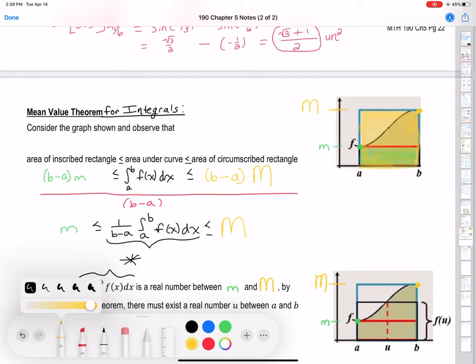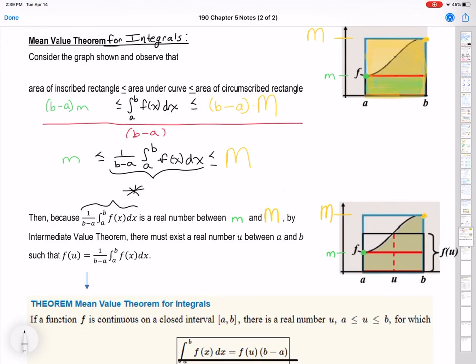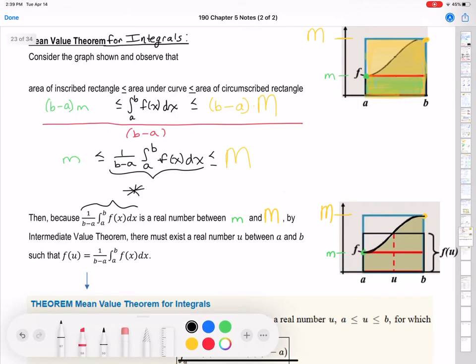All right, so because asterisk is just some real number in between these other two real numbers, these y values, if you will, we have this continuous function on the interval from a to b, and we have these two different y values, lowercase and uppercase m. The intermediate value theorem tells us that if we are continuous on our closed interval from a to b, there has to exist some real number u.